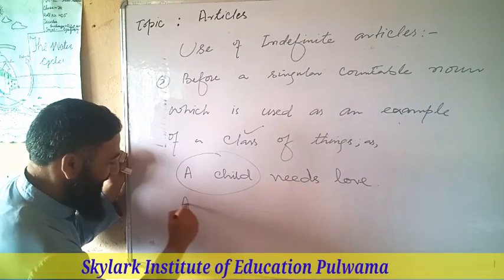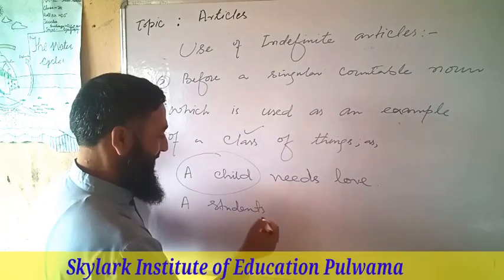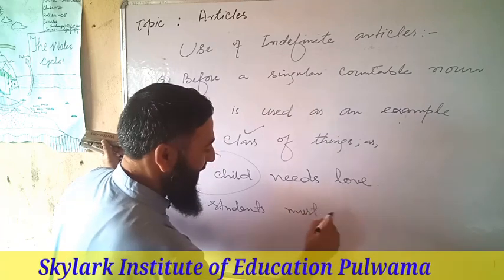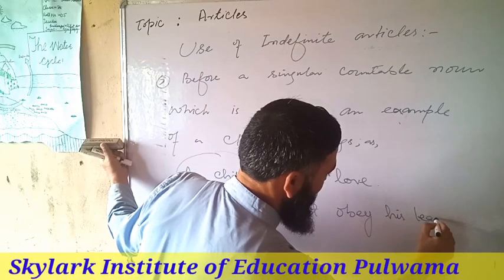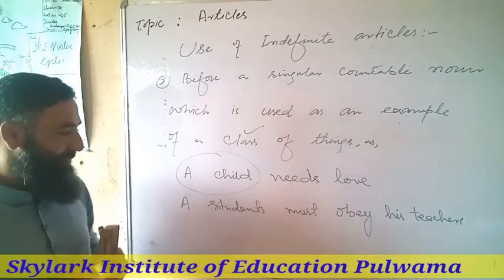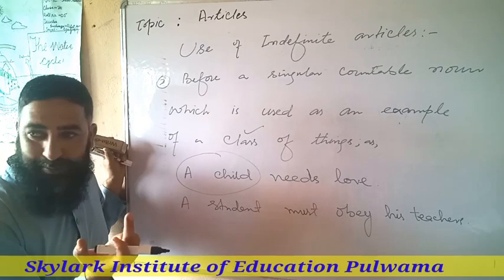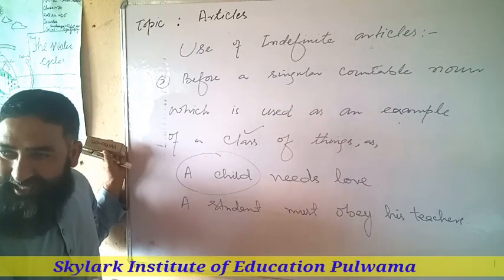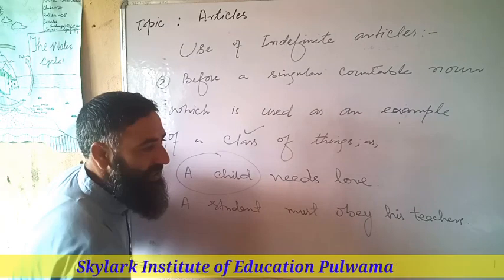इसी तरह a student must obey his teachers. Nice. A student must obey his teachers. It doesn't mean that it's a particular student. We are taking from all the students a student as an example. Are you getting me? जरा आप देखिए, a student must obey his teachers.